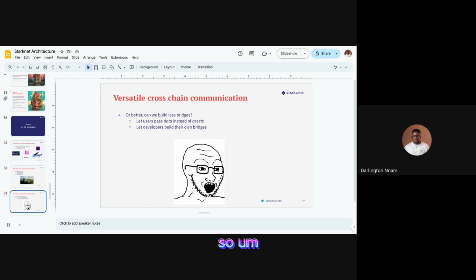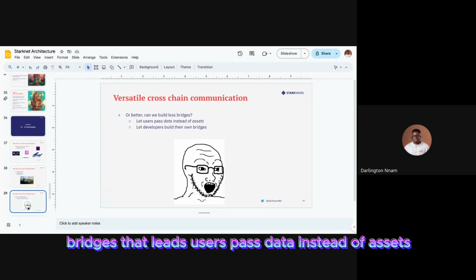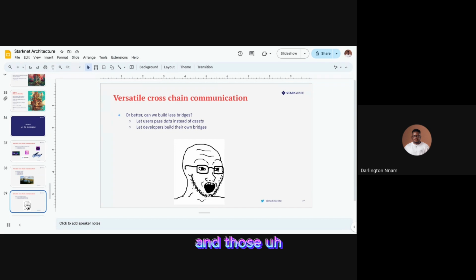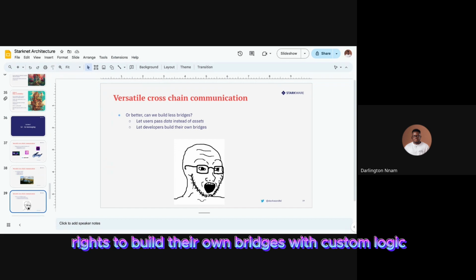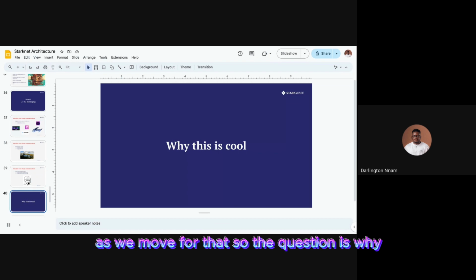So with Starknet L1 to L2 messaging, like I said, we can build way more efficient bridges. Bridges that let users pass data instead of assets. And developers can build upon this bridge to build their own bridges with custom logic. We're probably going to understand how this works as we move further. So the question is why? Why is this very cool?